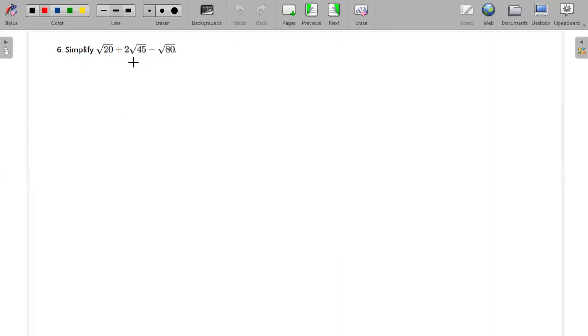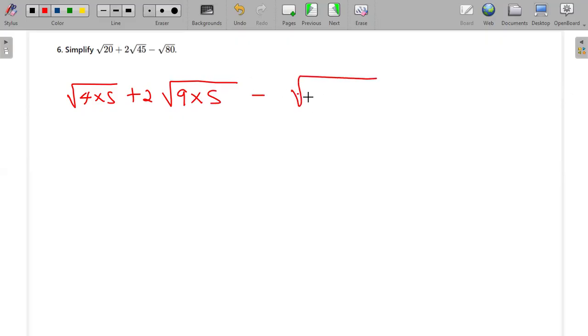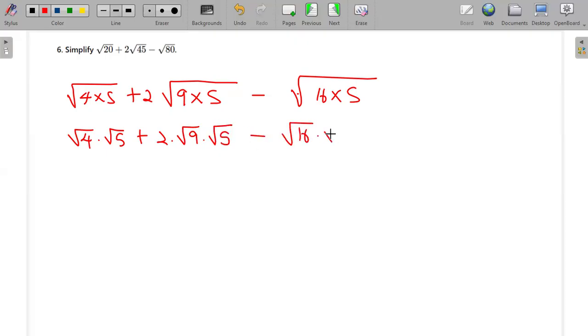So here, to simplify it, I'm going to express this root of 20 as the root of 4 multiplied by 5, plus 2 times the root of 9 multiplied by 5, minus the root of, and that 80 there is the same as 16 multiplied by 5. So now I'm going to distribute the root. So it will be root of 4 multiplied by the root of 5, plus 2 multiplied by the root of 9 multiplied by the root of 5, minus root of 16 multiplied by the root of 5.